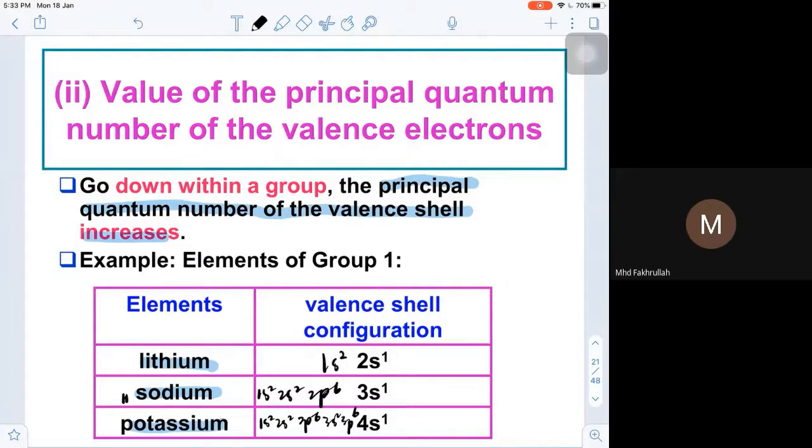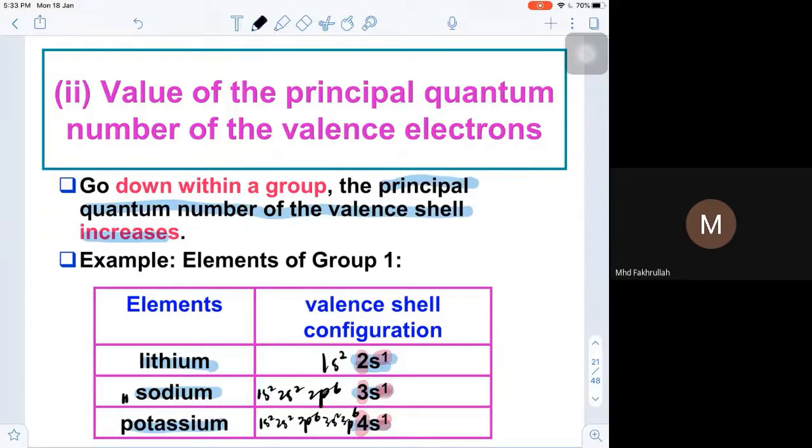4s1. Okay, so when we look at the configurations of these three elements that come from the same group, they all end with the same pattern, which is ns1. That is the similarity. The difference is at the n value. For the valence electron, these are their valence electrons in 2s, in 3s, in 4s. So the principal quantum number of the valence electron increases going down a group. That is why the size increases.